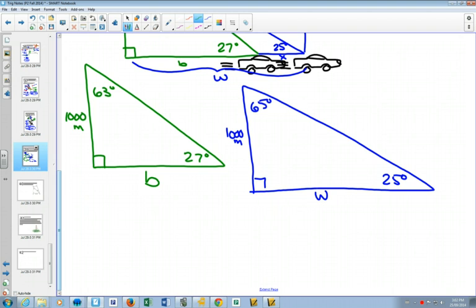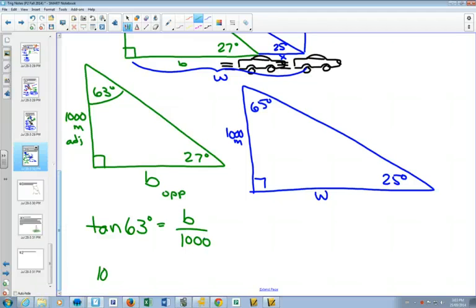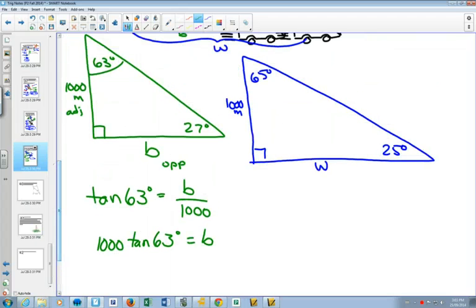63. Okay. So we're picking 63. Then B, which we want to find, is the opposite. And the 1,000, which we know, is the adjacent. So katoa, toa. We'll use tan. Tan of 63 is the opposite, which is our B, divided by our adjacent, which was 1,000. So multiply both sides by 1,000. And 1,000 tan of 63 is equal to B.